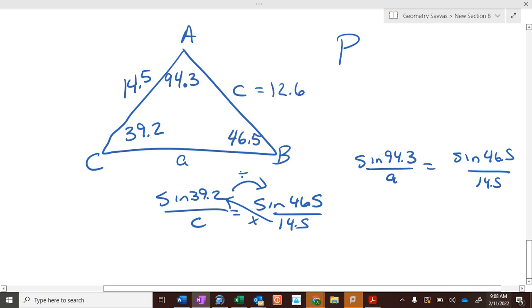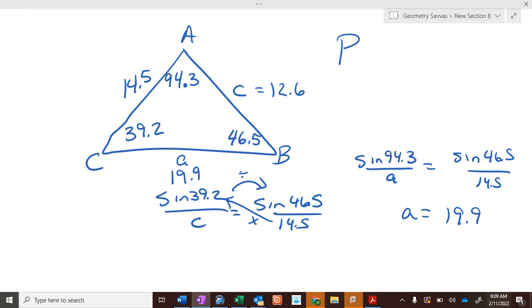I'll go with that. And then 14.5 times the sine of 94.3 divided by the sine of 46.5 equals. What does A equal? 19.9. If you add up 19.9 plus 12.6 plus 14.5, what do we get? 47.